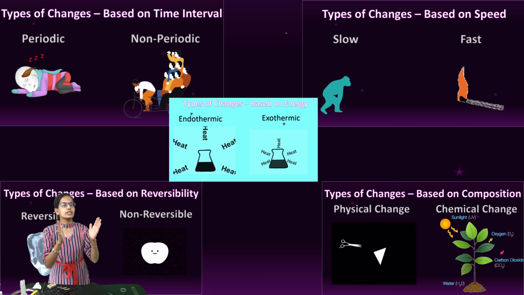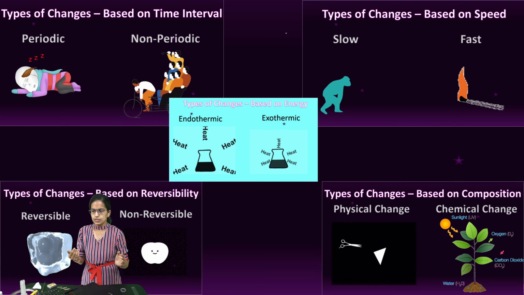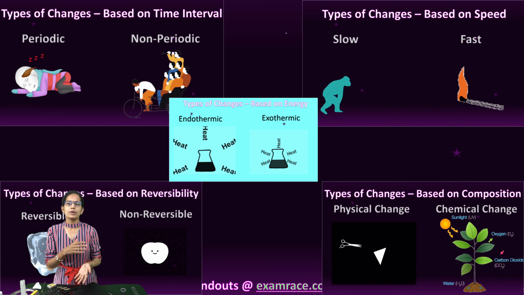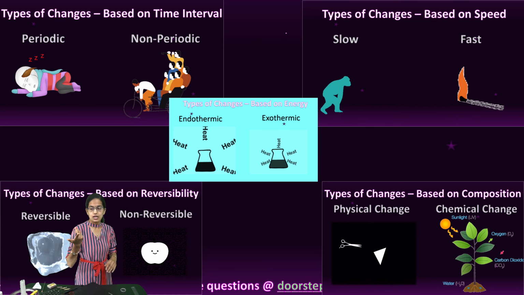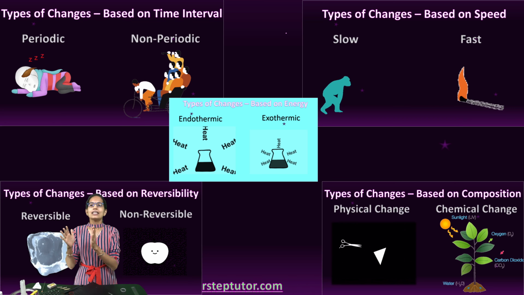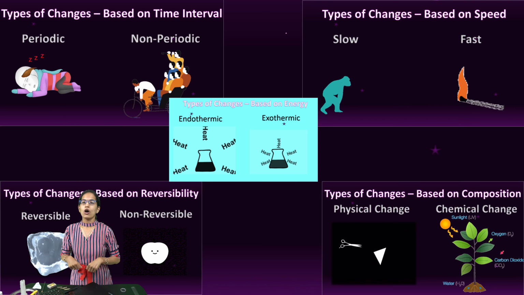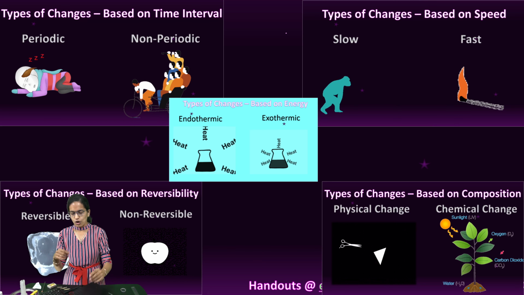Changes can be physical or chemical. If I tear a paper, it is a physical change. If I burn a paper, it is a chemical change. Reversible or non-reversible. So tearing of a paper again is non-reversible. Folding of a paper is reversible change. And then endothermic and exothermic. Endothermic where heat is absorbed. However, exothermic where heat is released. We understood the examples for all of this. So this is about the various types of changes.